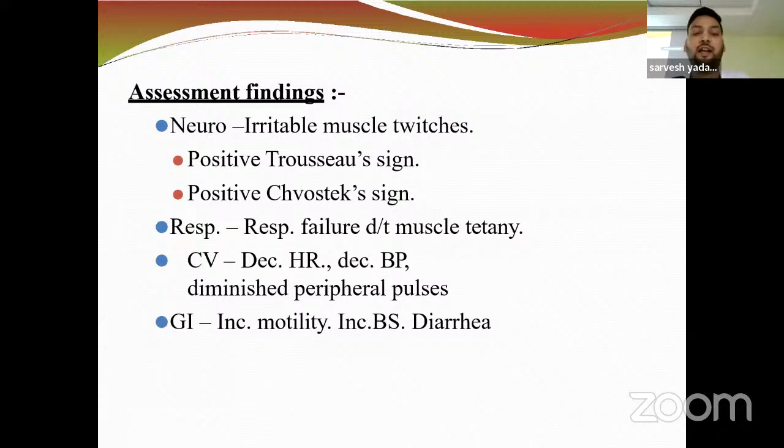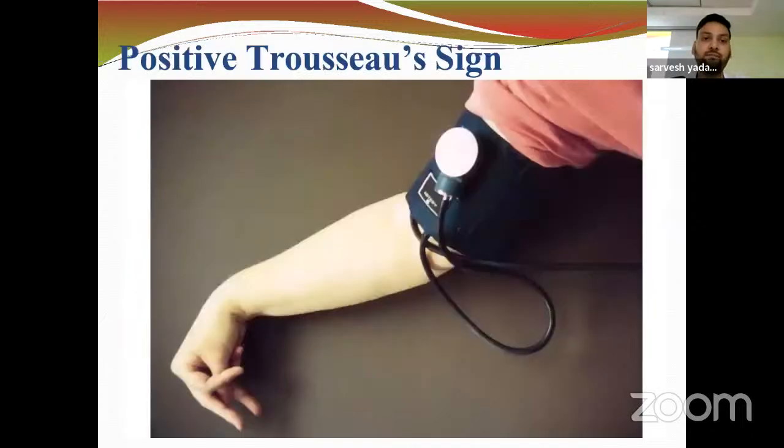Assessment findings for hypocalcemia. In neurological findings: irritable muscle twitching, positive Trousseau sign, positive Chvostek sign. The respiratory system presents with respiratory failure due to muscle tetany. Cardiovascular system: decreased heart rate, decreased BP, diminished peripheral pulses. GI system presents with increased motility, increased bowel sounds, and diarrhea.